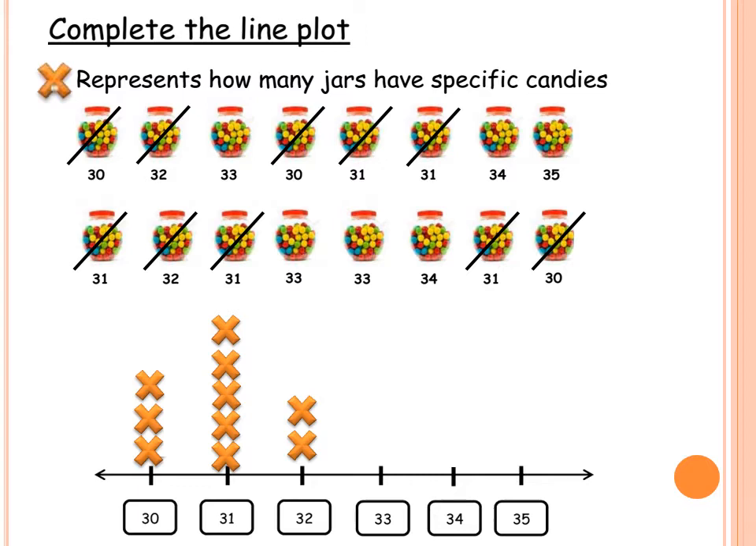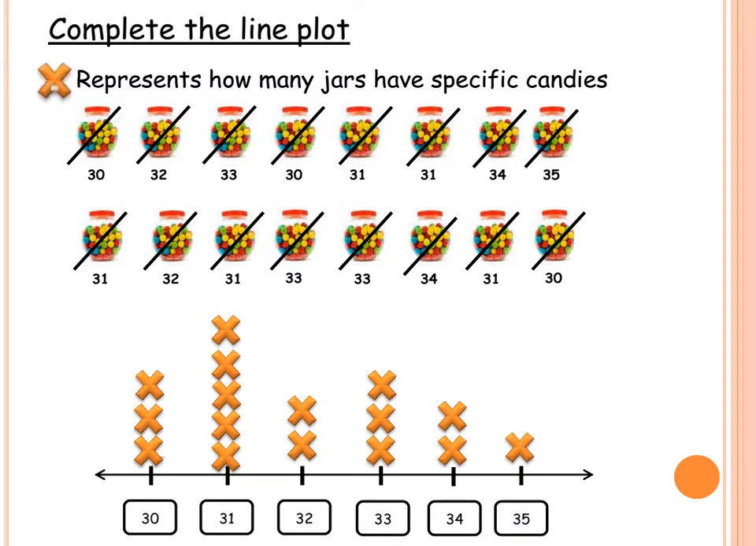And the next one is 33. 1, 2, 3. We have only 3 jars, so we're gonna make 3 X. The next one, 34. 1, 2, only 2. So we're gonna draw 2 X above 34. And the last one is 35. We have only one jar with 35 candies.